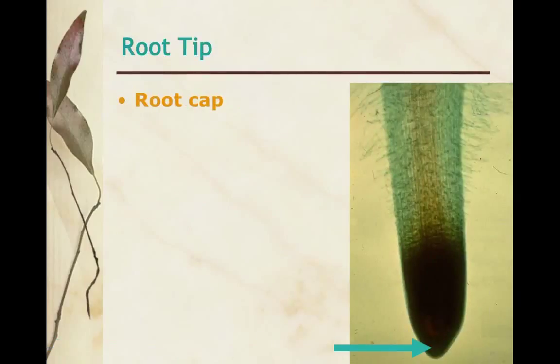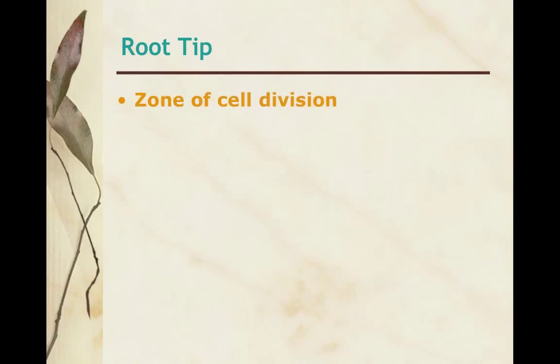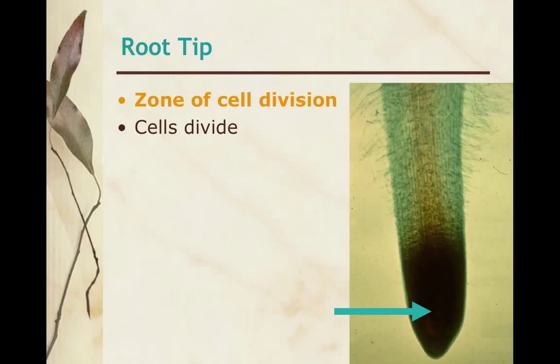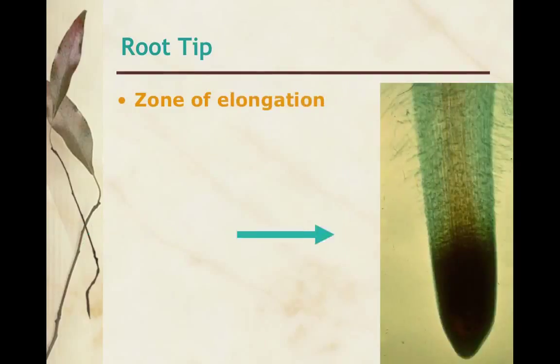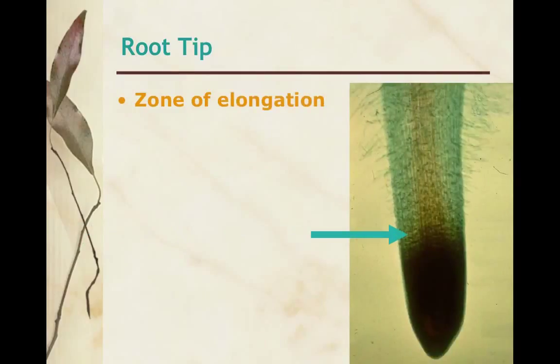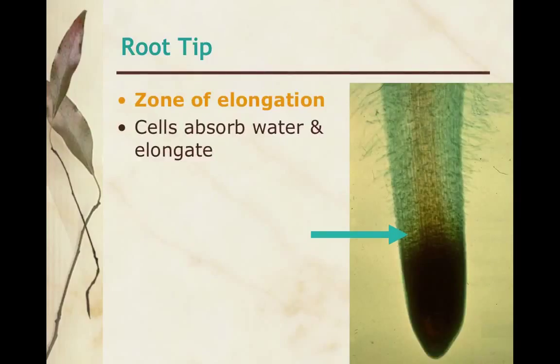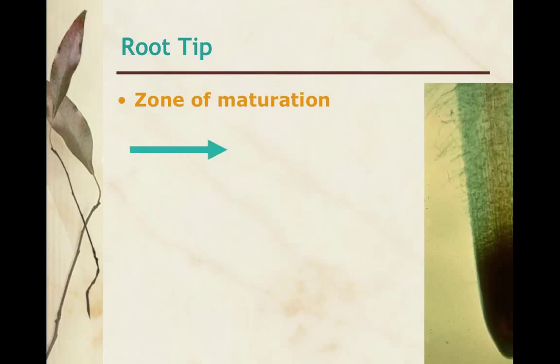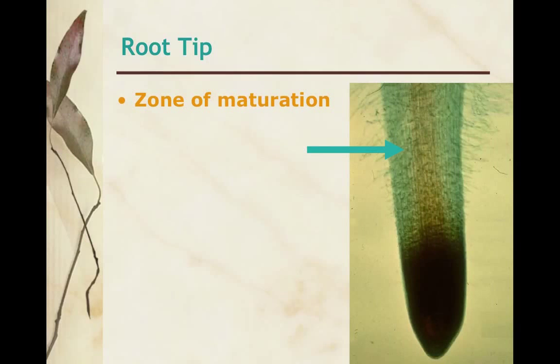In the root tip, though, the first area is the root cap, which protects the apical meristem. Then the next area is going to be the zone of cell division. That's the apical meristem. That's where the cells are dividing, mitosis is happening, things are occurring, okay? Then you have the zone of elongation. That's where cells are gonna absorb water, they're gonna elongate, they're gonna get longer, okay? They're gonna start to grow. And then you have the zone of maturation.